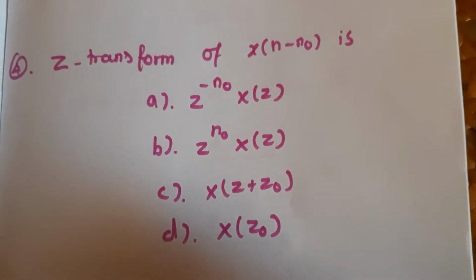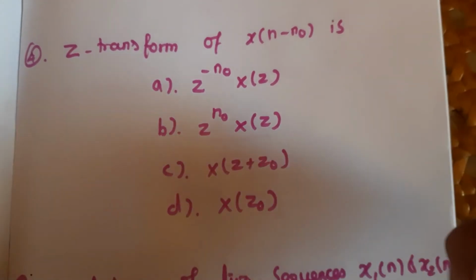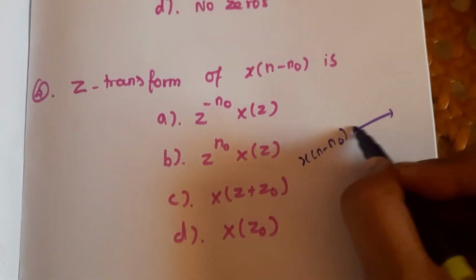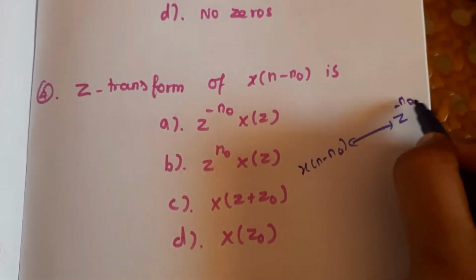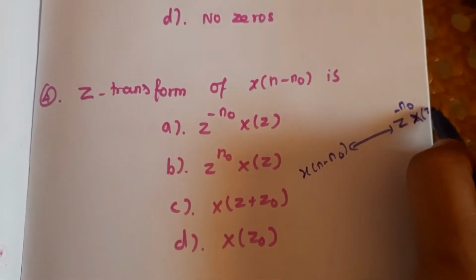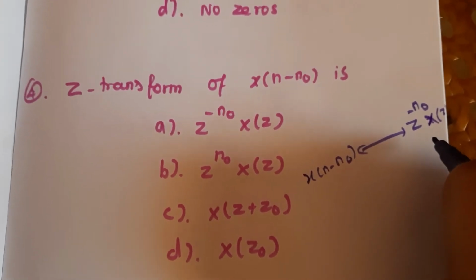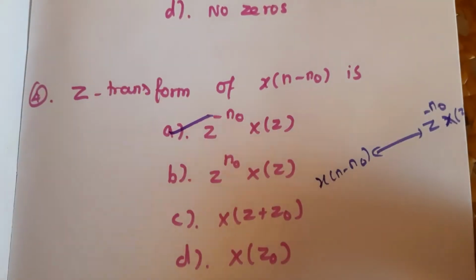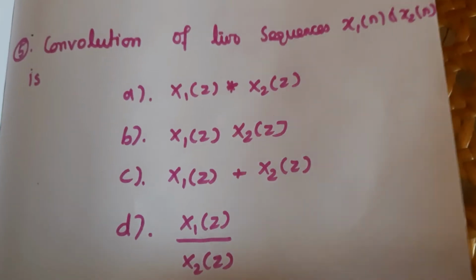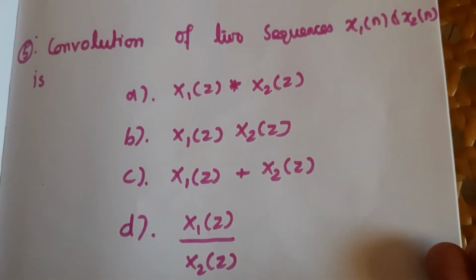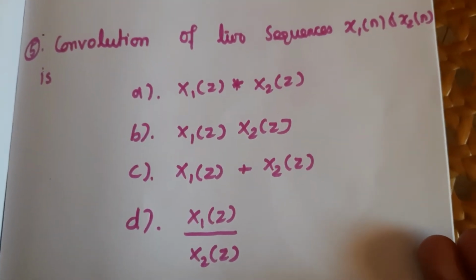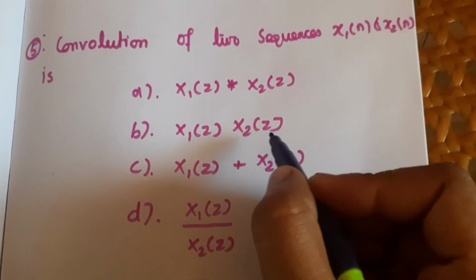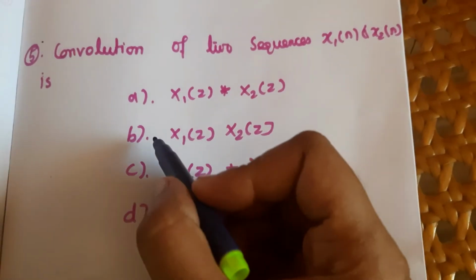Next question, z transform of x of n minus n naught is. Using the time shifting property, x of n minus n naught is equal to z power minus n naught into x of z. So this is known as time shifting property. So using that property, we can find the answer for this question is A. Next question, convolution of two sequences x1 of n and x2 of n. Convolution of two sequences is equal to multiplication in z domain. So here the answer is x1 of z into x2 of z. B is the answer.